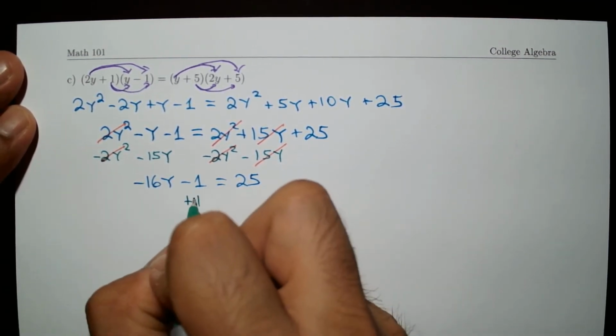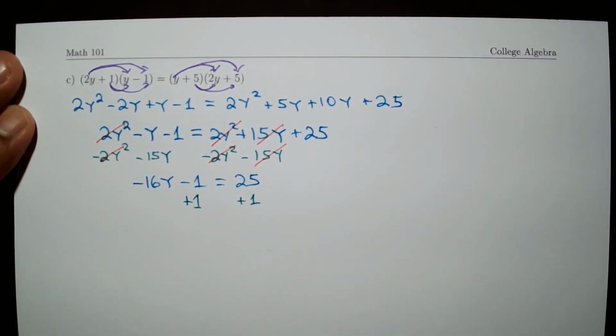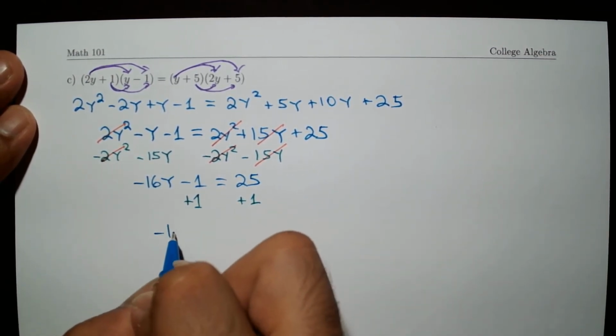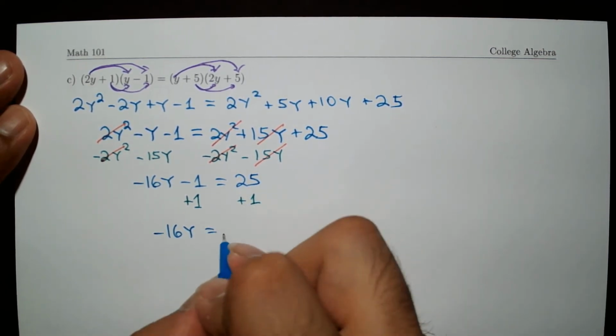Add 1 to both sides to cancel these ones. So this is going to give us negative 16y equals 26.